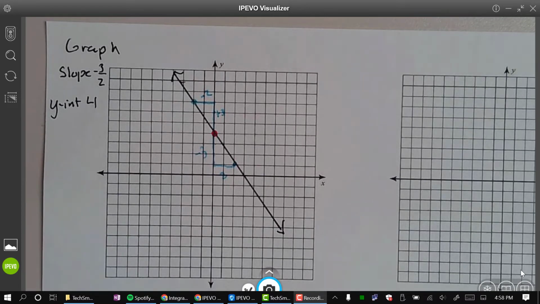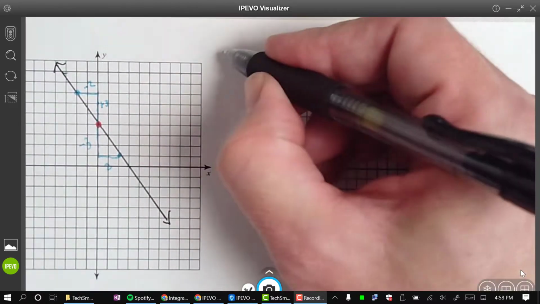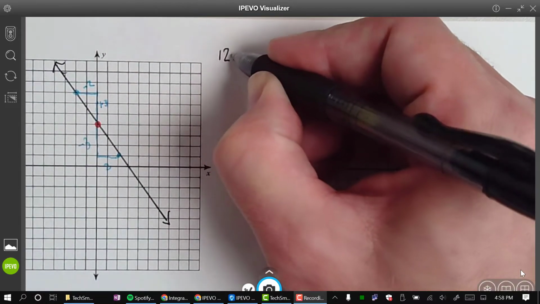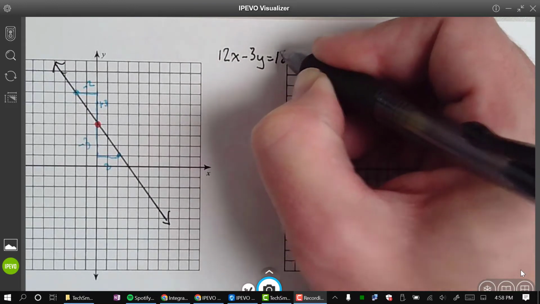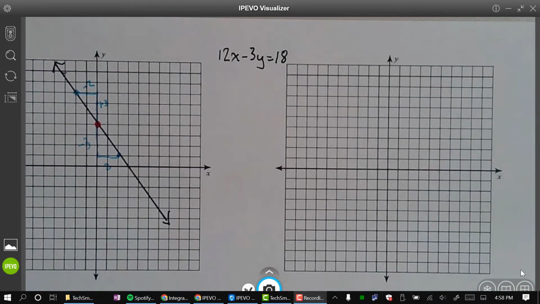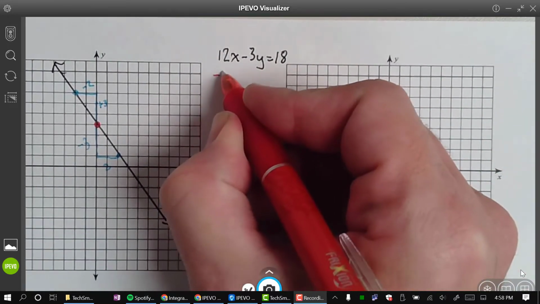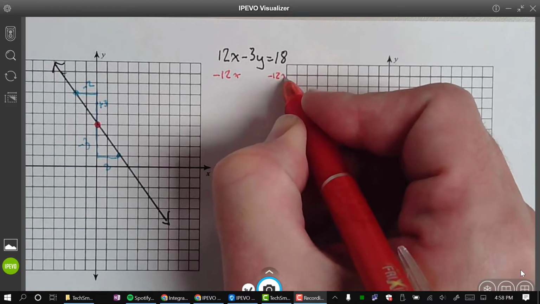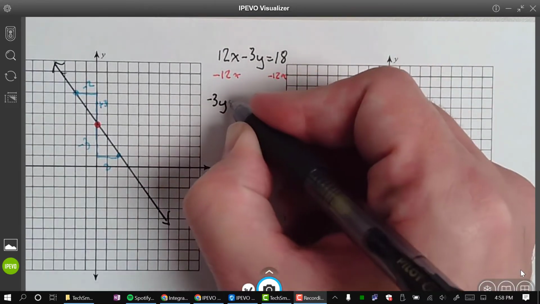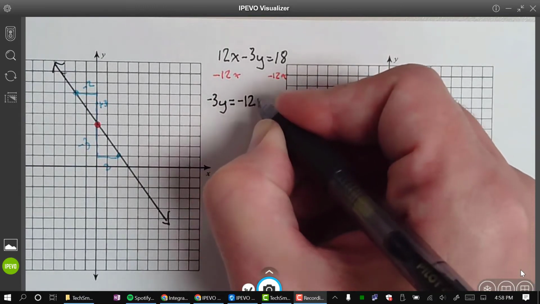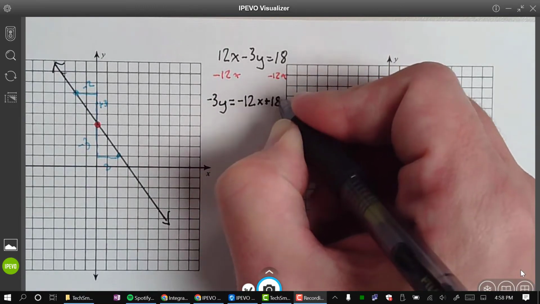What if it doesn't give us the slope directly and the y-intercept? What if it gave us something like this? 12x minus 3y equals 18. Well, I can turn this into slope-intercept form just like I did in a previous video. So I'm going to start off with subtracting 12x from both sides. When I do that, I get -3y equals -12x plus 18.